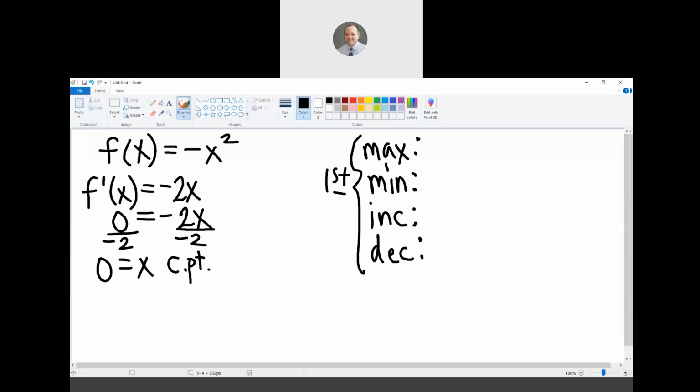What we do with that critical point is put it on our number line. Once we plot it on our number line, our critical point has split our number line into two intervals. So we need to test everything less than 0 and test everything greater than 0. So we need 2 test points.